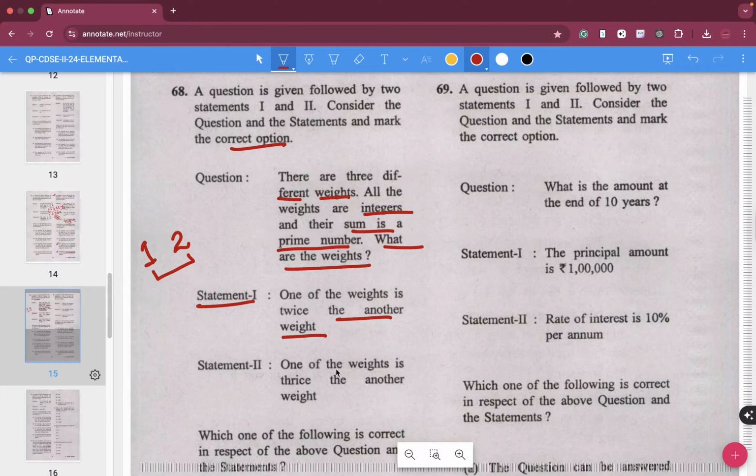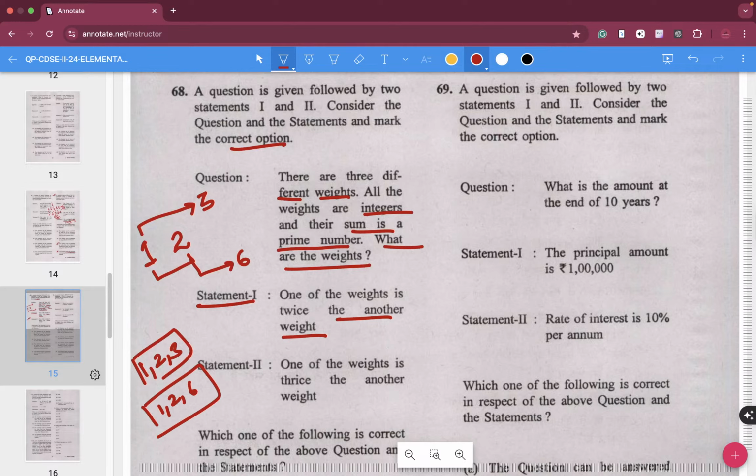Now, one of the weights is thrice the other weight. So this third weight could be either 3 or 6. Now we have 2 different cases: the weights could be 1, 2, 3 or the weights could be 1, 2, 6.